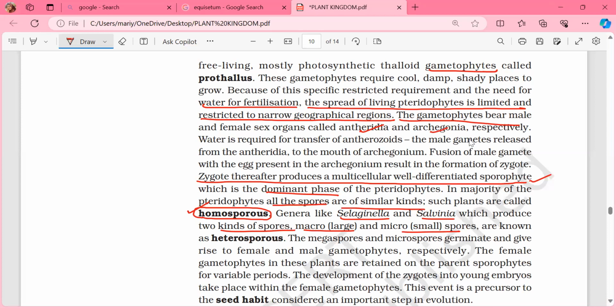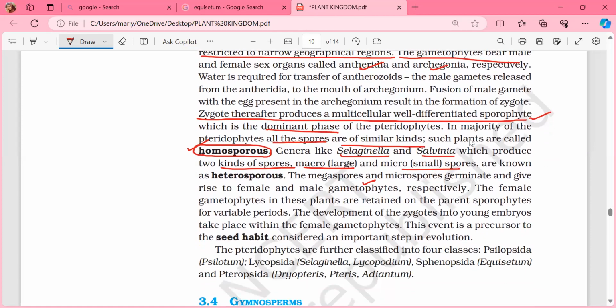Then each of those spores would germinate and form the gametophyte, male and female. The female gametophyte is present on the parent sporophyte for a long period of time to derive nutrition. Then the development of the zygote into young embryos takes place within the female gametophyte.